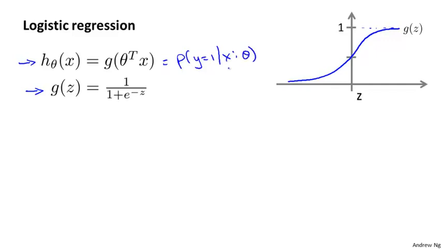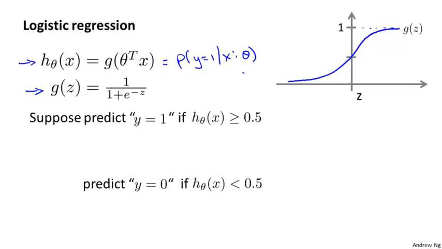So if we wanted to predict is y equal to 1 or is y equal to 0, here's something we might do. Whenever the hypothesis outputs that the probability of y being 1 is greater than or equal to 0.5, so this means that if it's more likely to be y equals 1 than y equals 0, then let's predict y equals 1. And otherwise, if the estimated probability of y being equal to 1 is less than 0.5, then let's predict y equals 0.